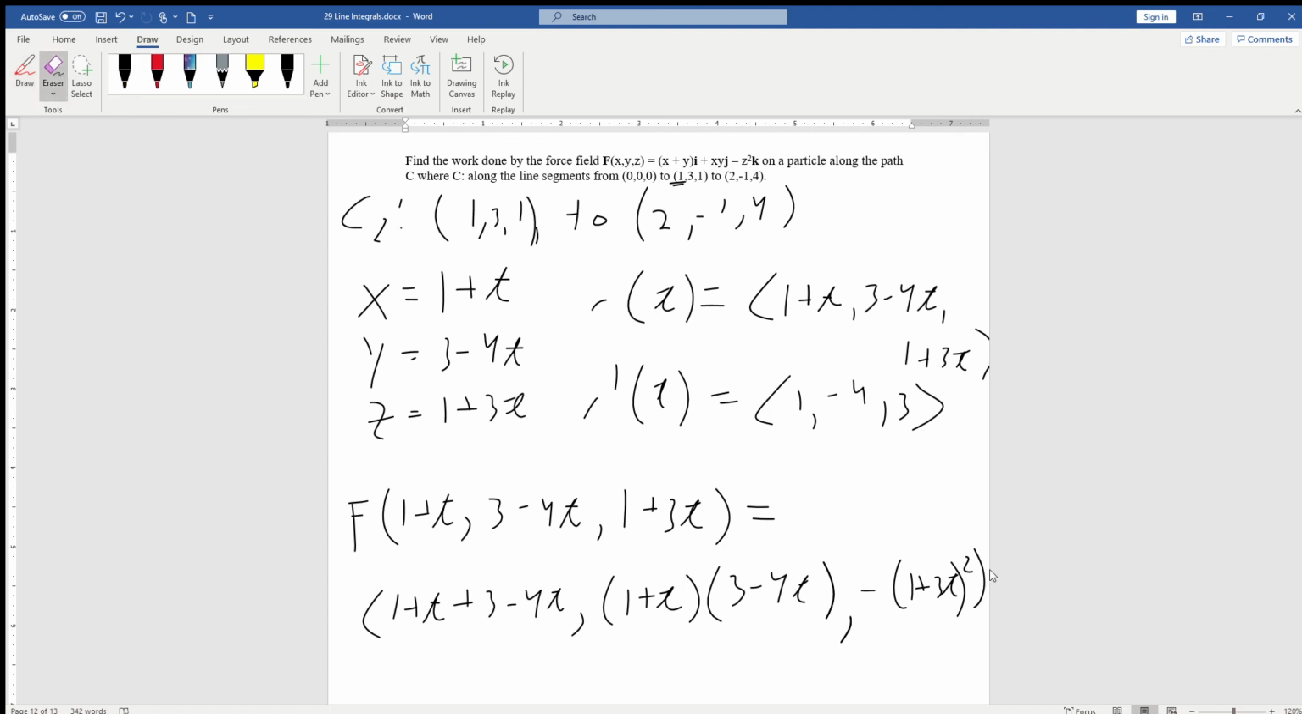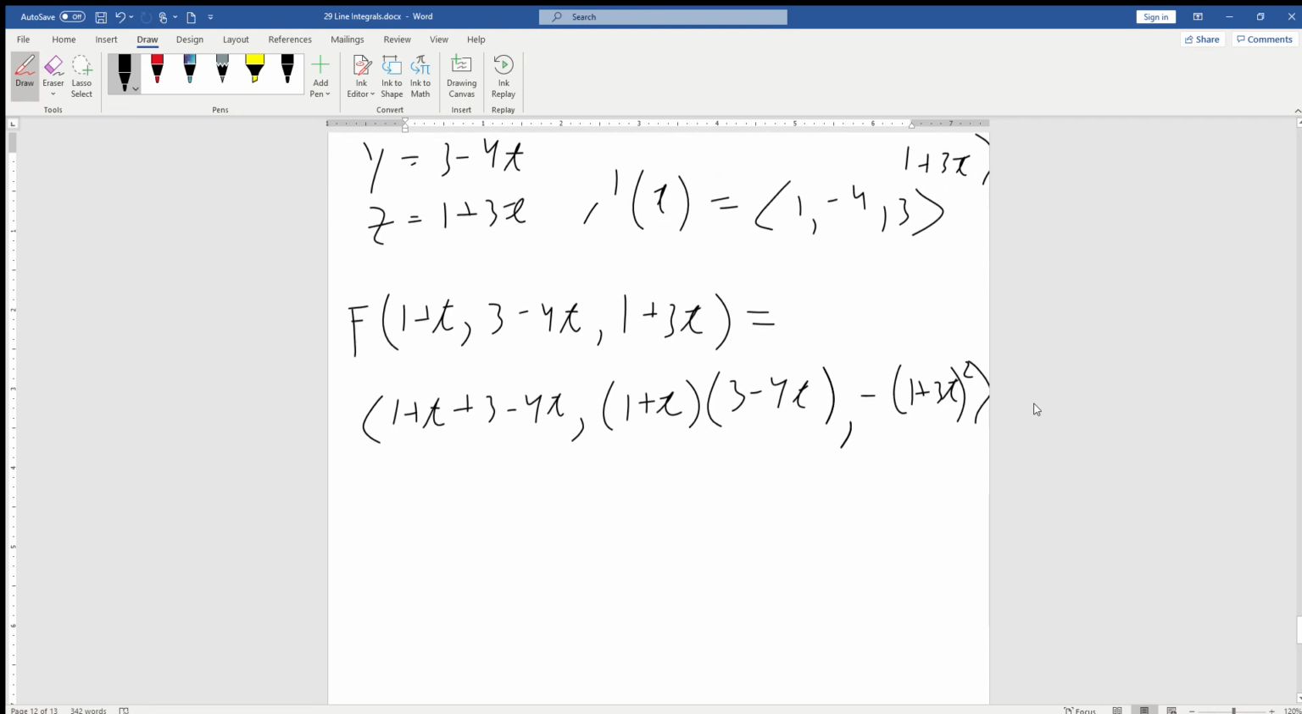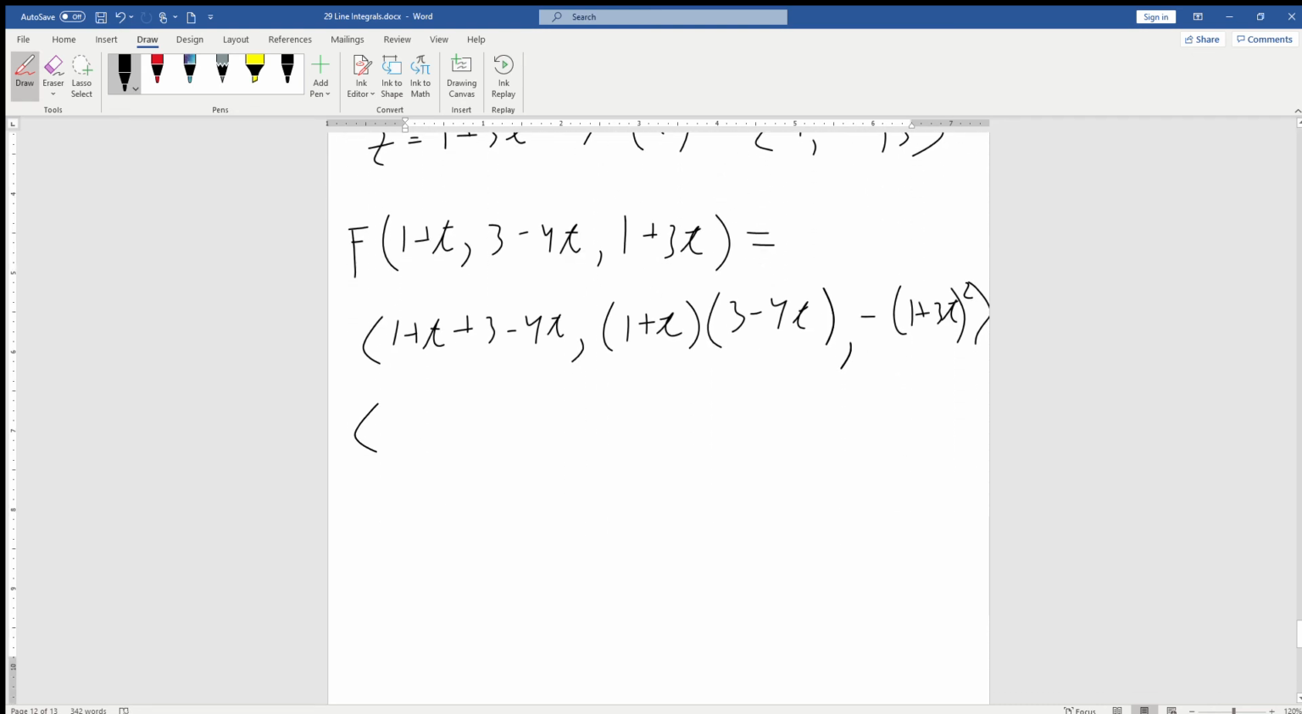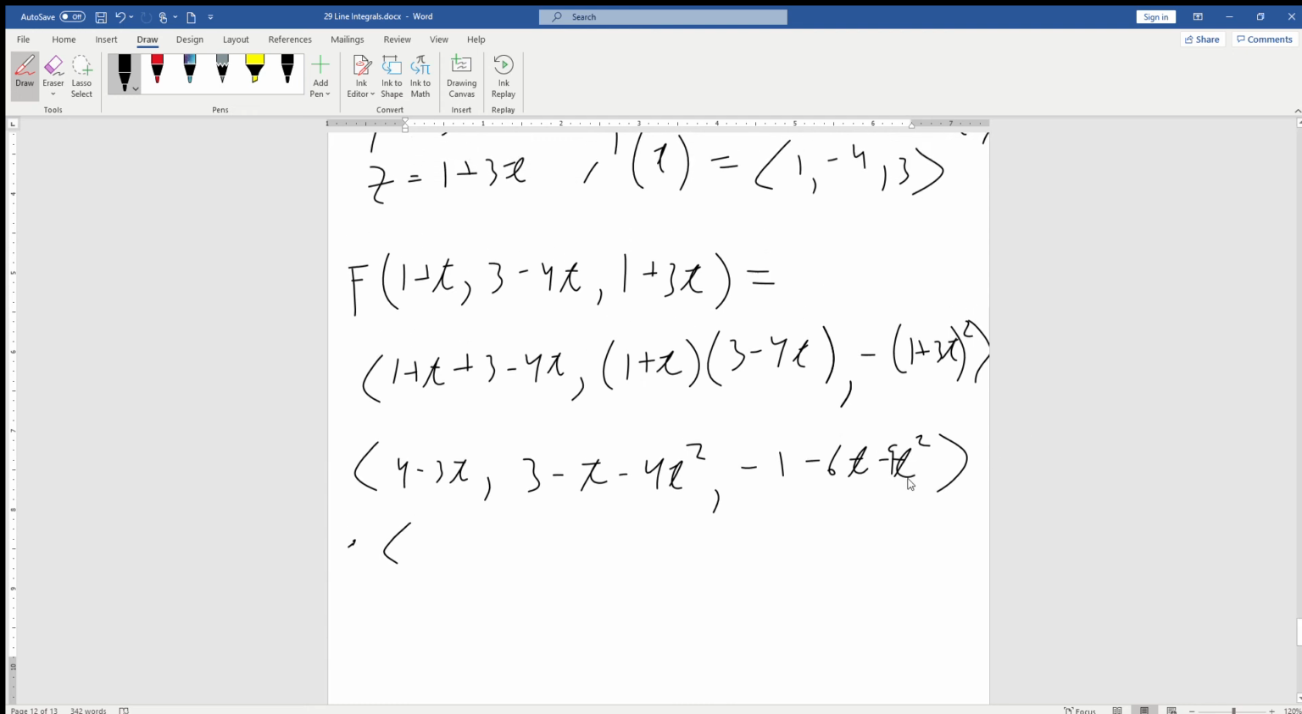Now we're going to have to do a little bit of evaluation before we go through and shove this into our formula to be able to evaluate the integral. So, simplification, we should end up with 4 minus 3t. We should also end up with 3, and then we have a minus 4 and a plus 3, so that should be minus t, and then minus 4t squared. And then finally, we're going to square out that binomial. Everything's going to go negative, so it's going to be minus 1, minus 6t, minus 9t squared. All right, so that's f at r at t, and we're going to dot that now with the 1, negative 4, 3.